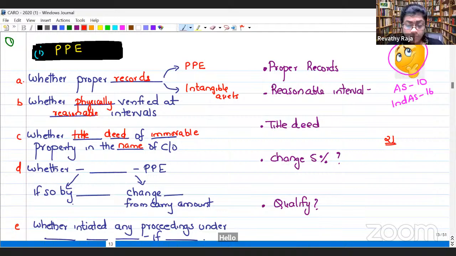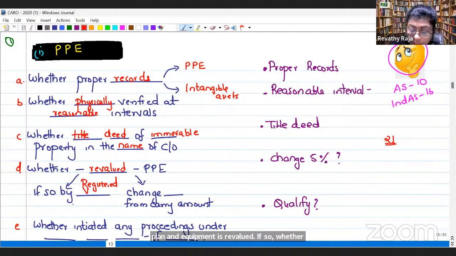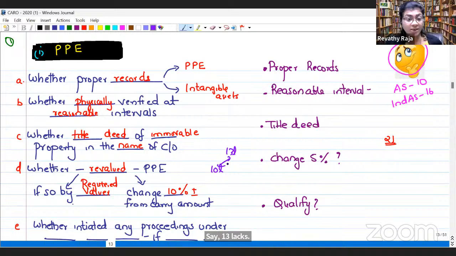Can we go to D? Whether revaluation has happened. Whether property, plant and equipment is revalued. If so, whether revaluation is done by whom? Registered valuer. And always we go by materiality. If there was a revaluation and change in value by 1%, it's immaterial. Now assume after revaluation, there is a change by 10% plus or more. Assume the carrying amount in the books is 10 lakh. After revaluation, it has become, say, 13 lakhs, a 3 lakh difference, meaning more than 10%, report. So 10% is material there.